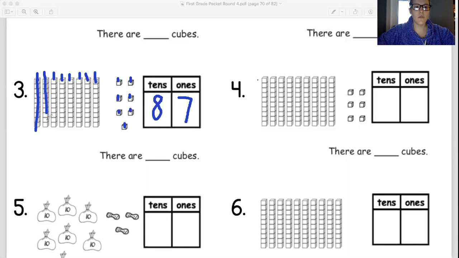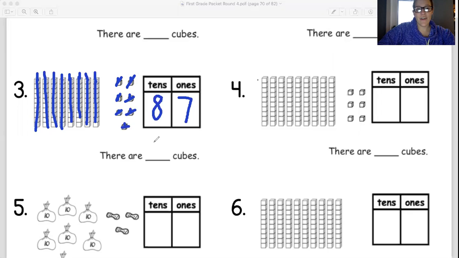10, 20, 30, 40, 50, 60, 70, 80, 81, 82, 83, 84, 85, 86, 87. There are 87 cubes. Okay, and they match right up. Let's go over to number 4.